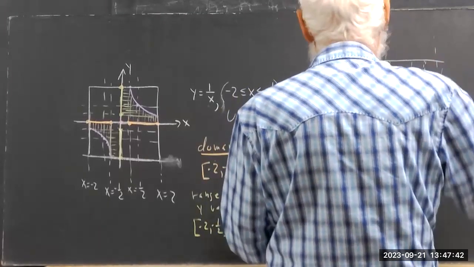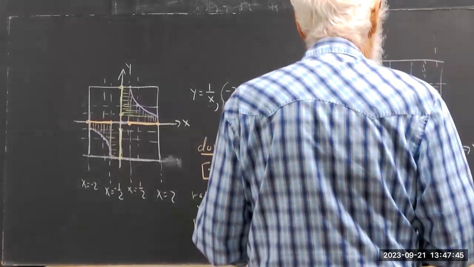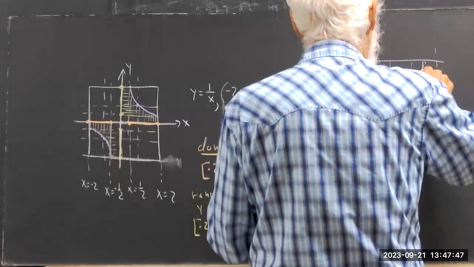I normally do the whole construction with all the lines, but we've got 5 minutes left, so I'm not going to do that. And I'm going to sketch the reciprocal square function here.